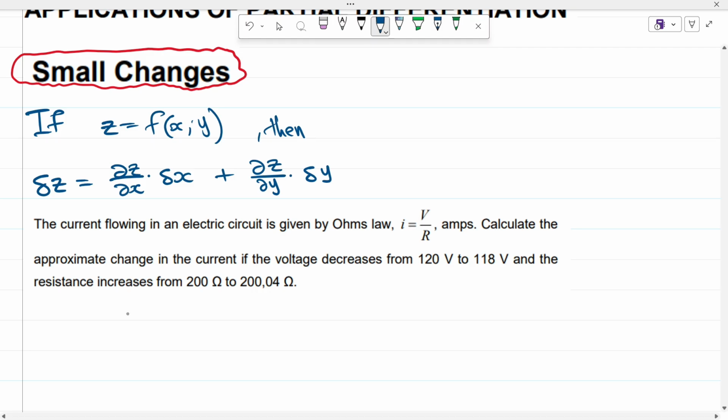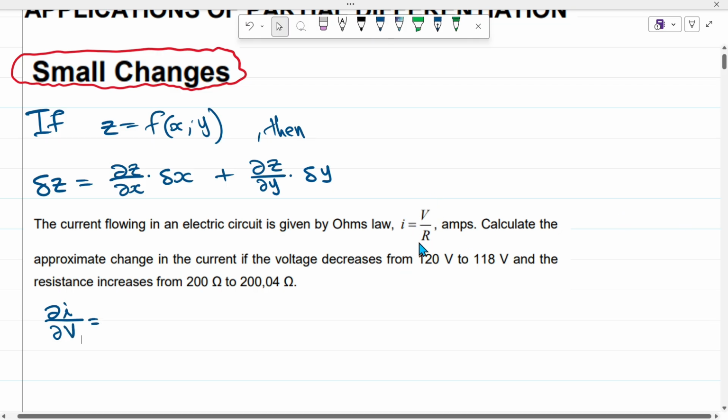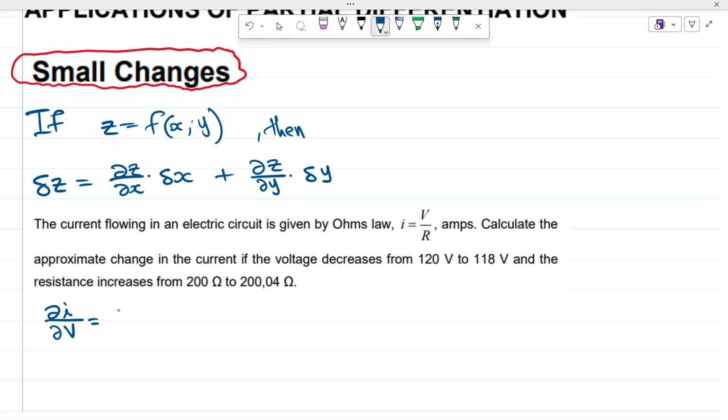So we can always start by differentiating partially with respect to one variable, and then also with respect to the other variable, so that we can just substitute in our formula. You'll see what I mean just now. So what I'm saying is this: we can always start by saying that partial derivative of I with respect to V is equivalent to it. So we're going to differentiate this equation with respect to V. So that means R is a constant. So when we differentiate with respect to V, we're just going to get 1 over R.